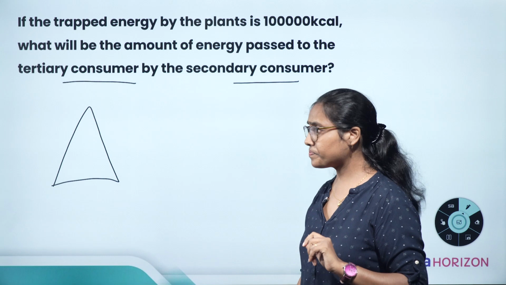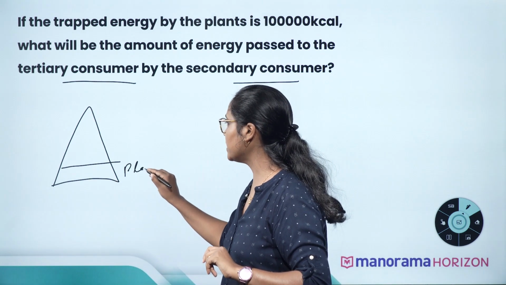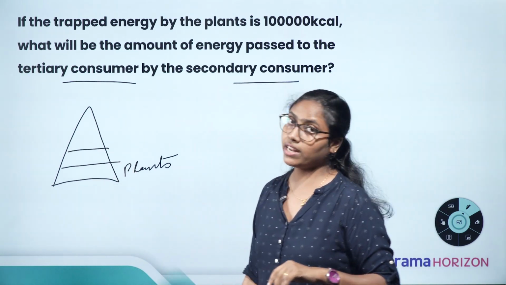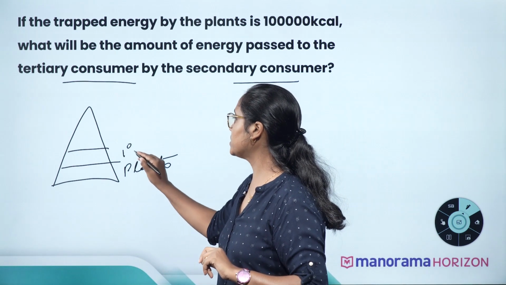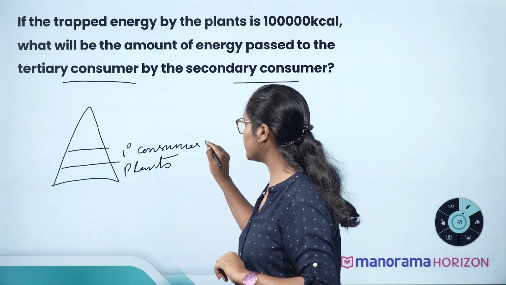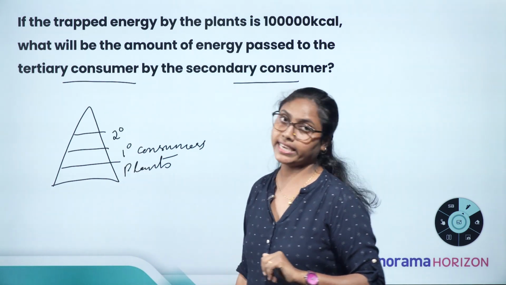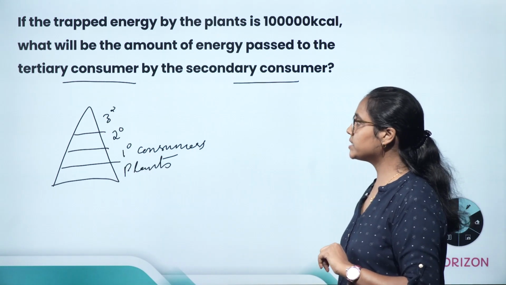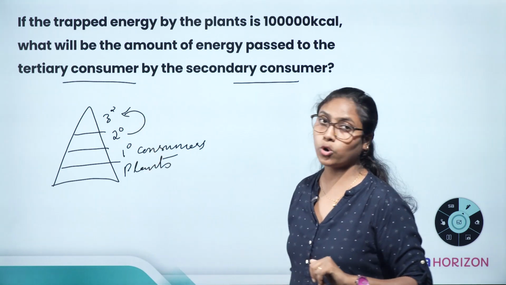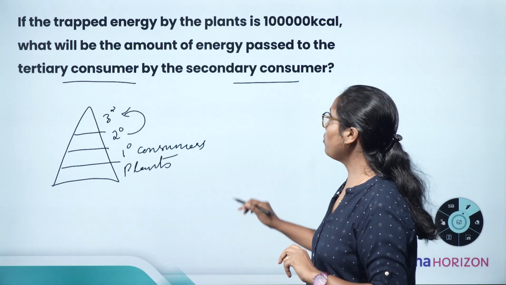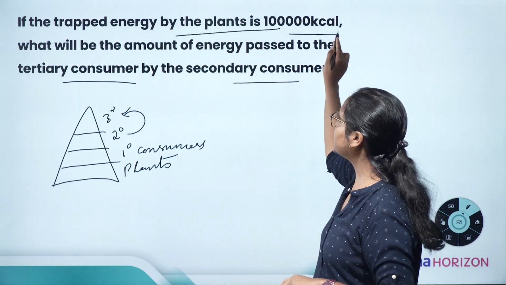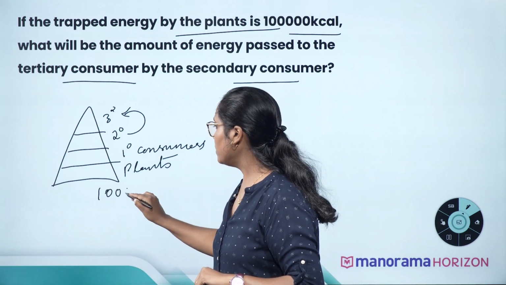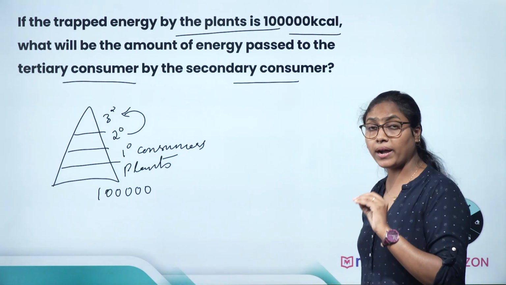Just now we have studied that the first trophic level is always plants, okay, it is better to say photosynthetic organisms. The second trophic level are the primary consumers. The third trophic level are the secondary consumers, and the fourth trophic level are the tertiary consumers. So, here they are asking from this level to this level, what will be the energy transfer. So, we know that the energy trapped by plants is 1 lakh kilocalorie, okay. So, 1 lakh kilocalorie is trapped by the plants.